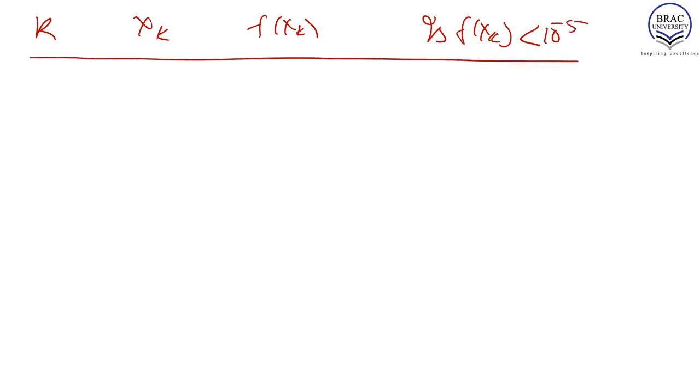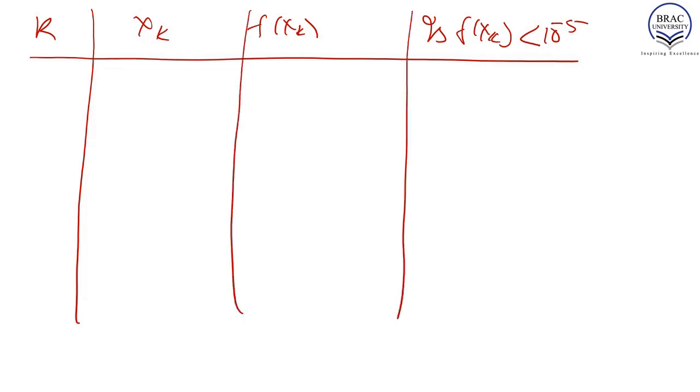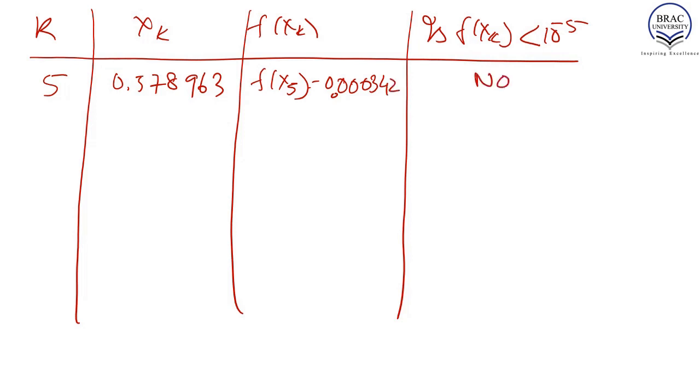So here are our columns. So we did up to 4 iterations. Now is the 5th iteration. So I write it here. So the fifth value is 0.578963. Then it will be f of x5. Remember, this fifth iteration, it will be 0.000342. Again, it is no.